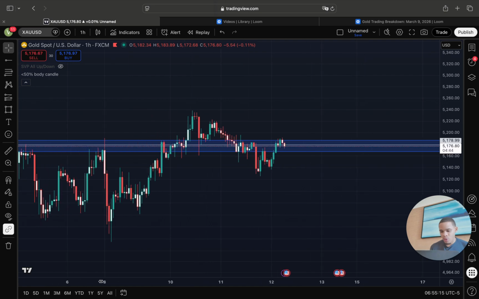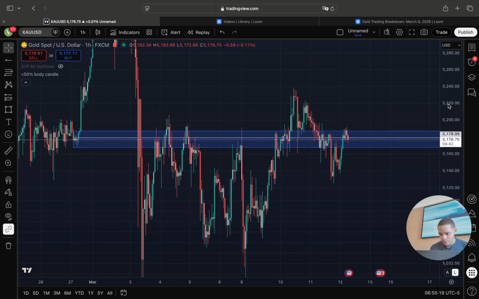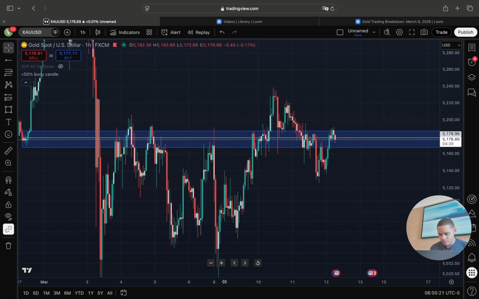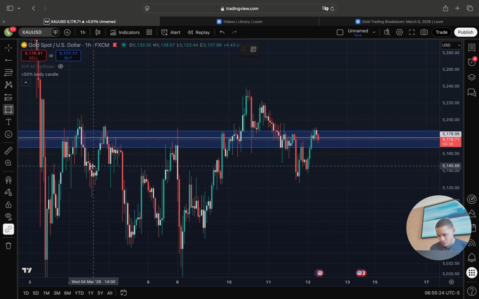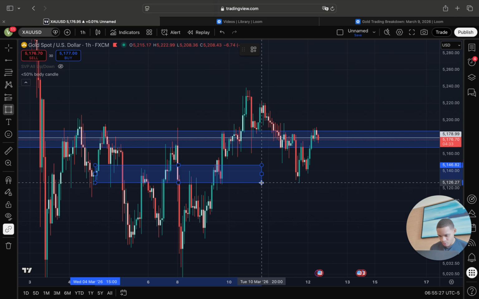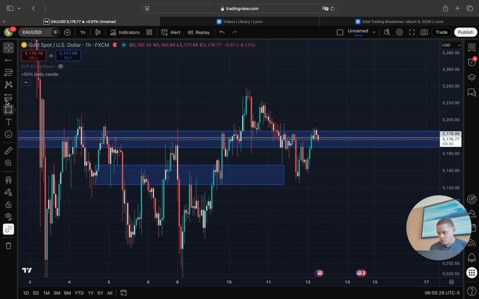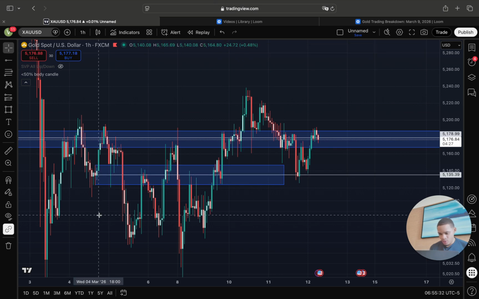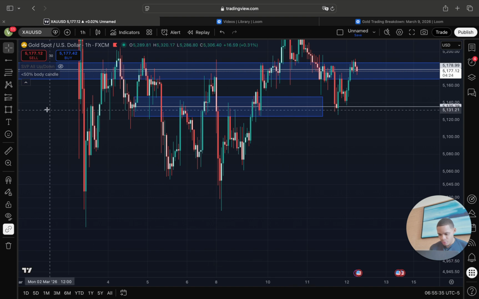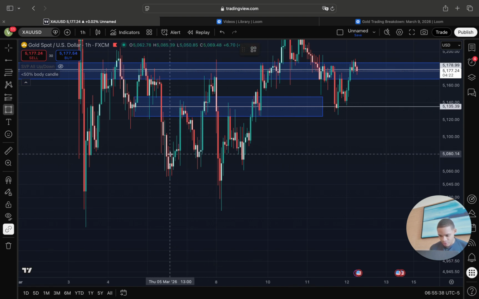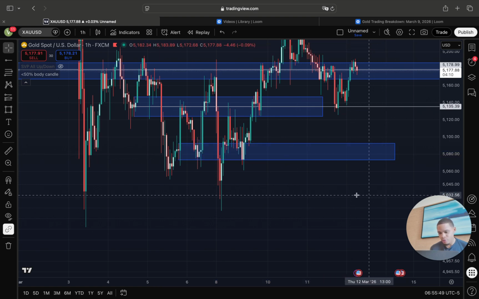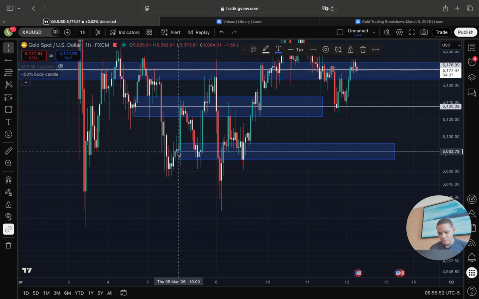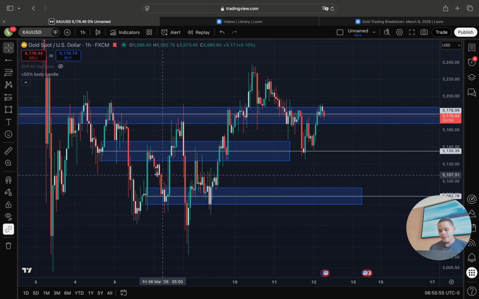So we go to the 1-hour time frame now, and on the 1-hour time frame we had this area right here. And then we had our area of demand right here. So if you go back in the breakdown, you will see that this is exactly how I've mapped out my areas.